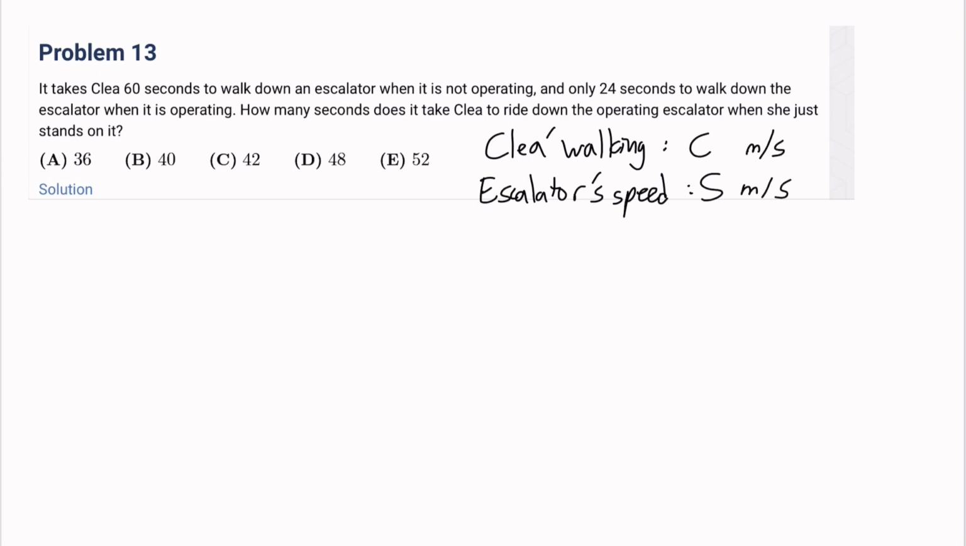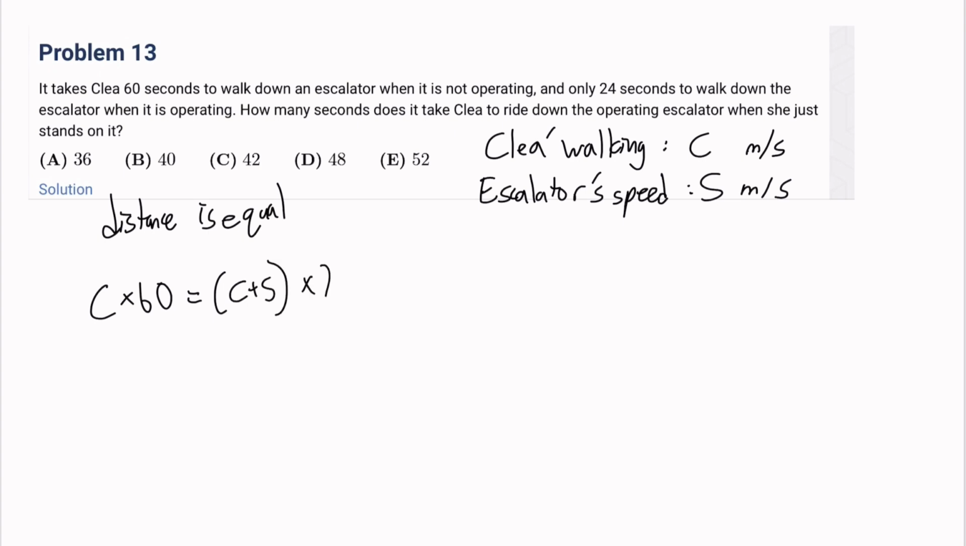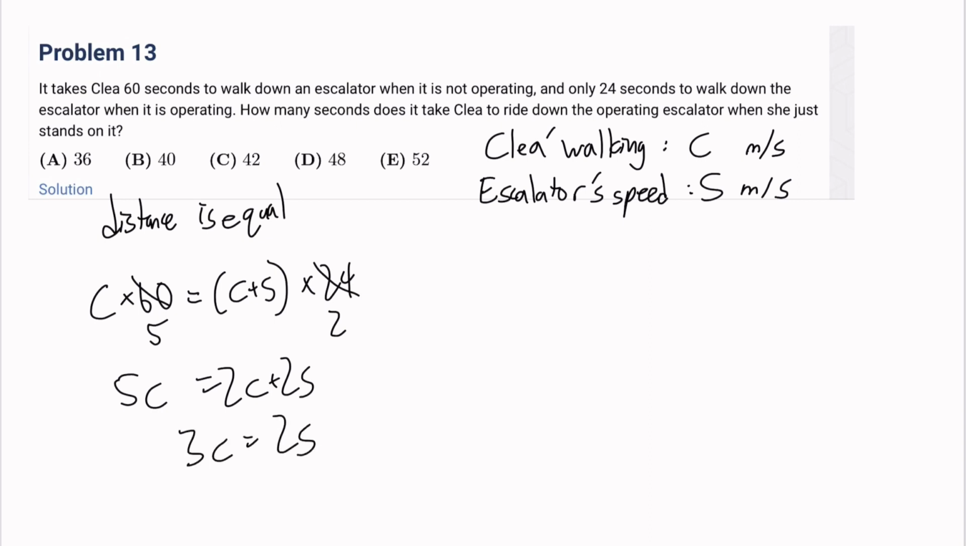So what matters here is that the distance is equal, right? So C times 60, this will be the distance, right? And that will be equal to 24 seconds when it is operating. So walk and operating, right? So that will be C plus S, so C plus S times 24. And we can divide by 12, so that will be 5 and that will be 2. So 5C equals 2C plus 2S. 3C equals 2S.